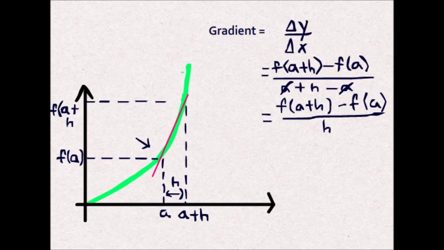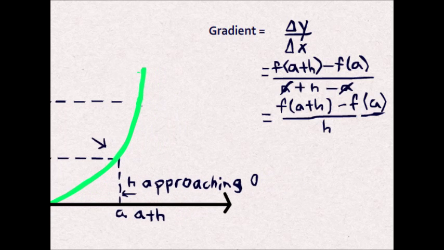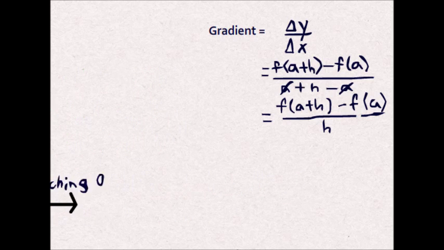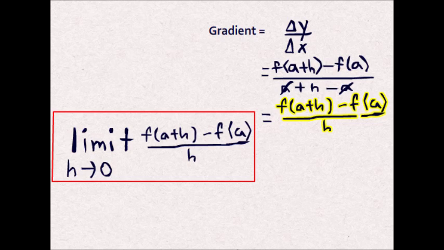However, that's not the gradient of the tangent line, right? That is just an approximation. What we want is the value when h approaches 0, because as the 2 points get closer and closer, the better our approximation is going to be until it reaches h equals 0, because that would actually be the tangent of that point A. So, what that means is that in order to find the gradient of the tangent line, we have to find the limit of this value as h approaches 0. So, this is how we derive the definition of derivative.